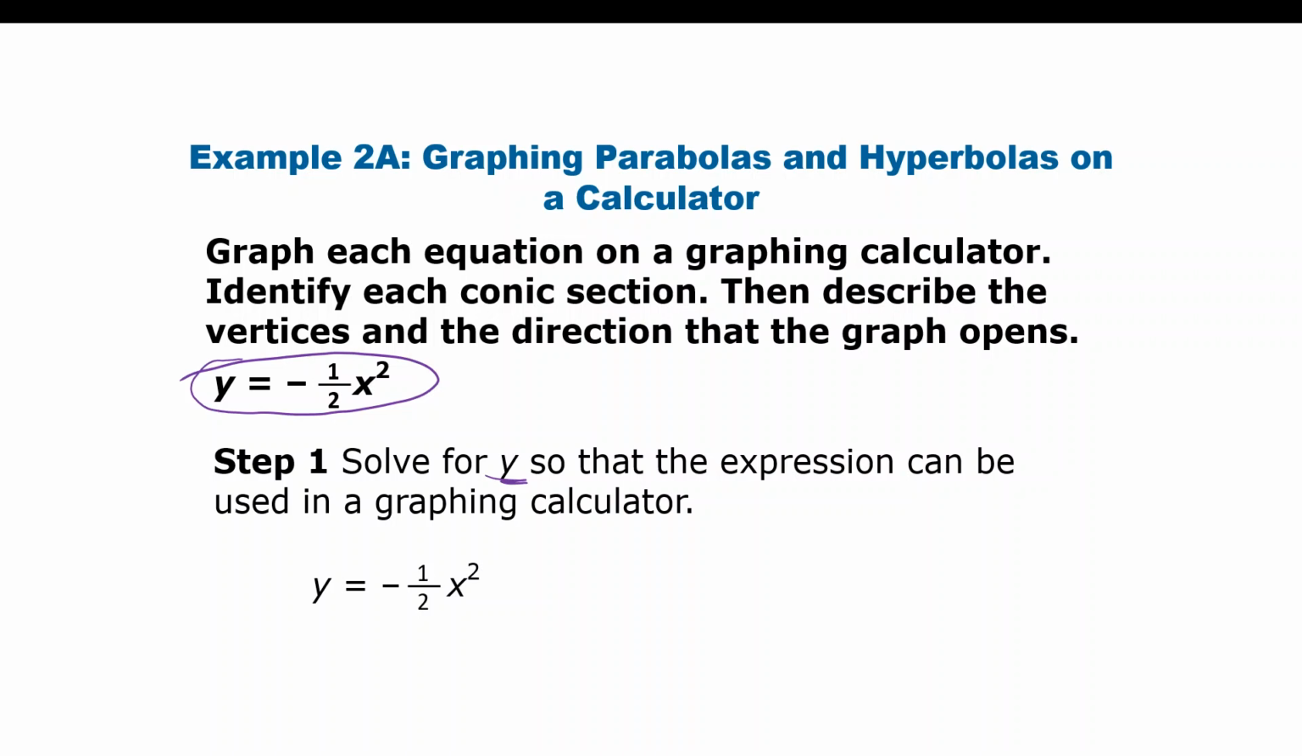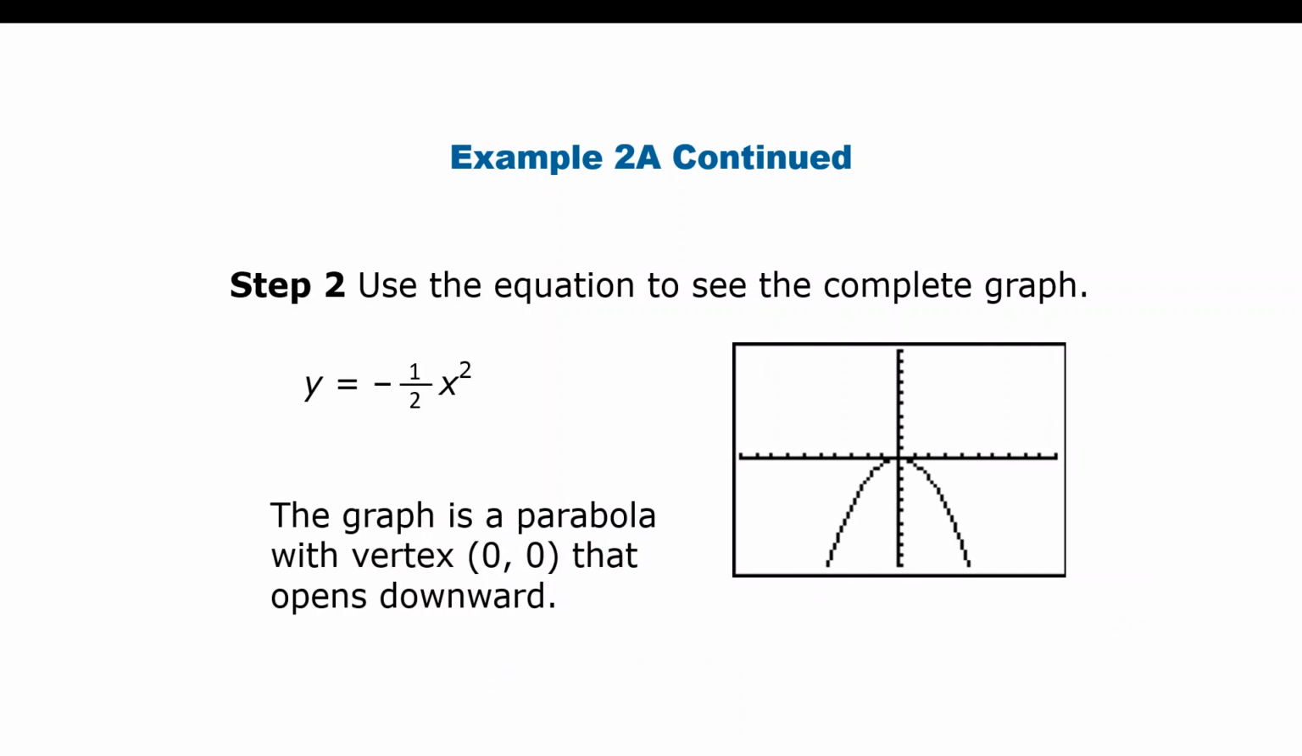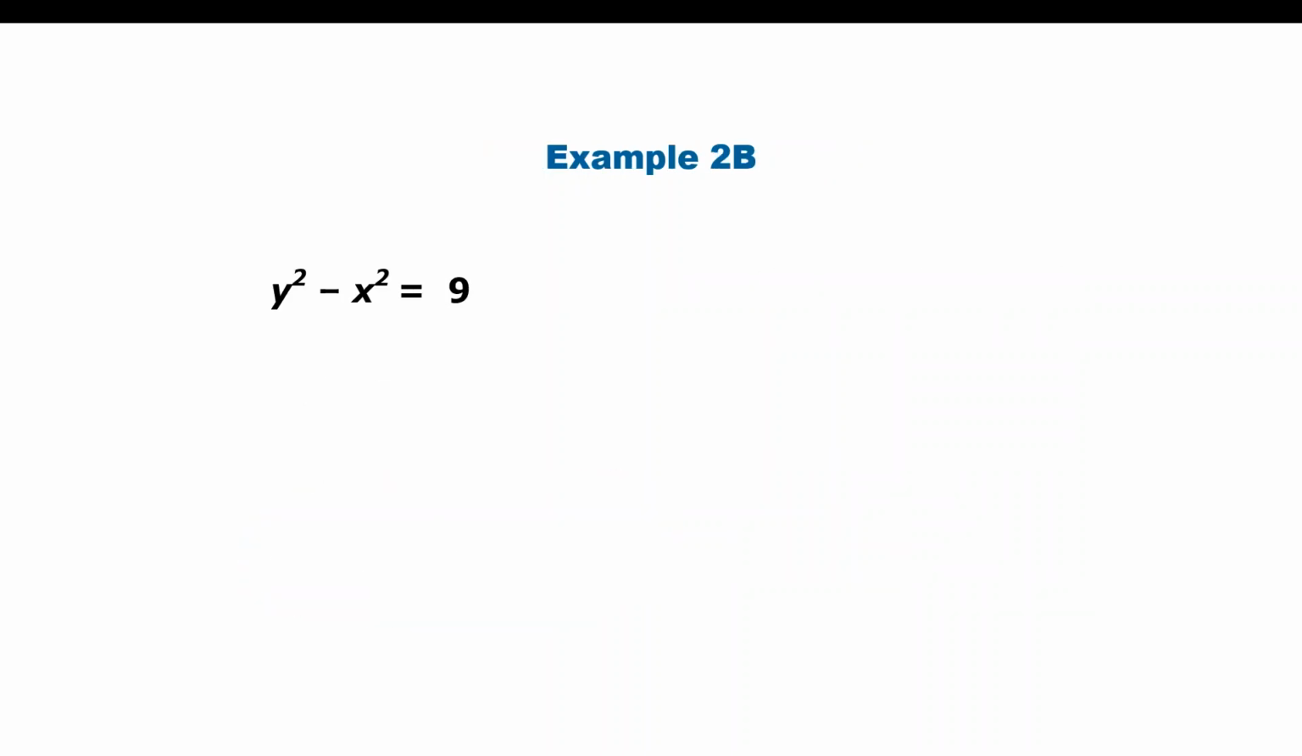So based on the information that you know so far, you should have an idea of what that's going to look like. So let's use your calculator to put that in, y1. And when you do, the graph is a parabola with a vertex at 0, 0, and it opens downwards. So this is the information you'll need to be able to tell about that.